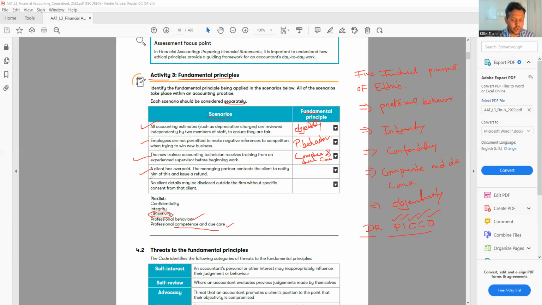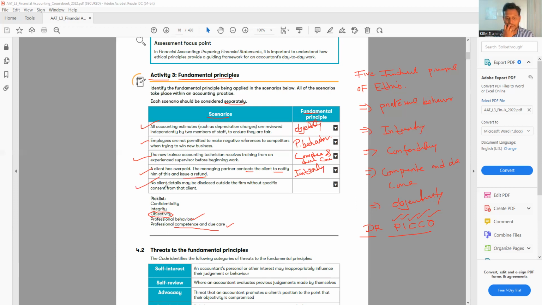A client has overpaid. The managing partner contacts the client to notify him of this and issue a refund. So it represents integrity. When the client pays you more and you refund, it is relevant to integrity because you are honest enough to pay your client's money back. So he said integrity.